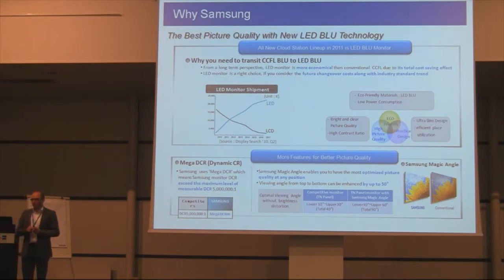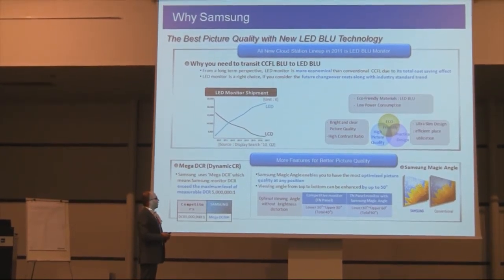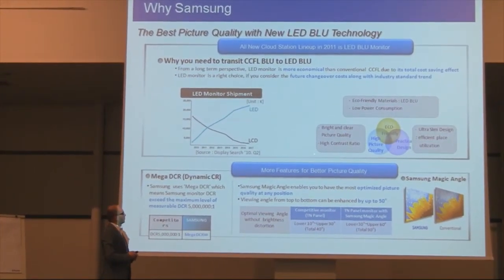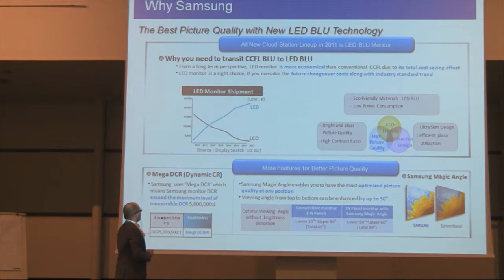A few more reasons why Samsung. This year we decided to introduce LED panels only in our professional line of displays. What does LED mean in comparison to CCFL? First of all, eco-friendliness. That is directly involved with lower power consumption. The picture quality. We've been working for a long time with screens, so we know how to deliver good quality of image. The contrast of LED panels is much higher. They have ultra slim design, and they look good.